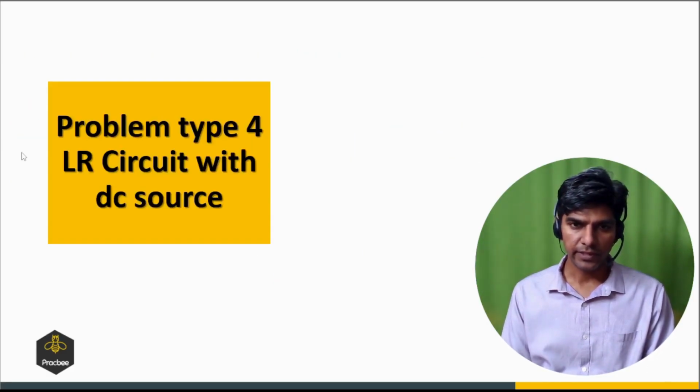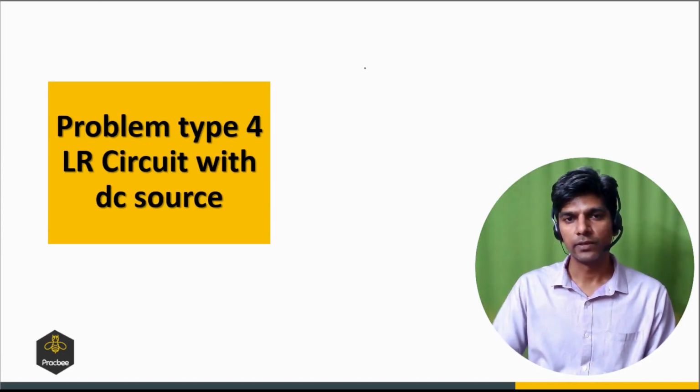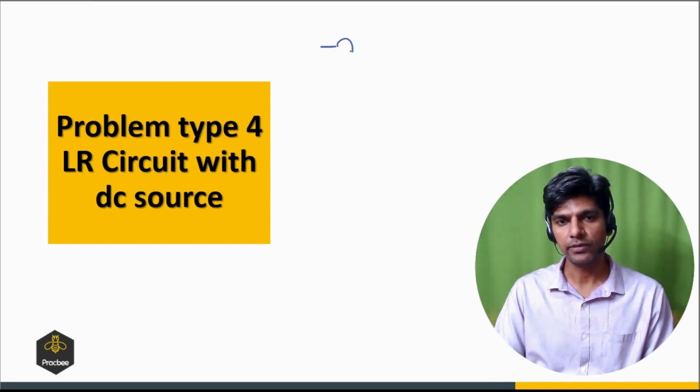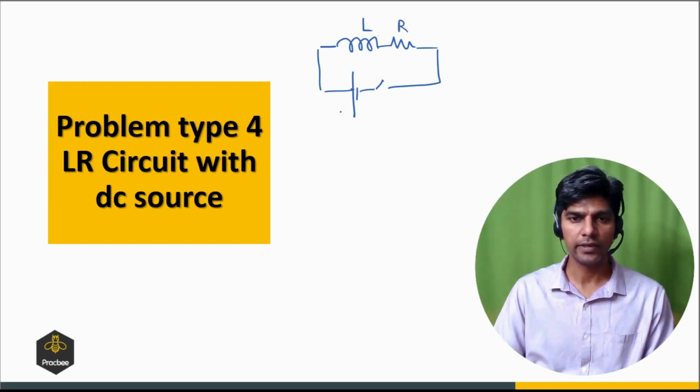Now let us see the next problem type, and it is based on the LR circuit with a DC source. Suppose we have an inductor which is connected with a resistor, and there is a battery and a switch. So this is the inductor, inductance is L, resistance is R, and the EMF of the battery is E.